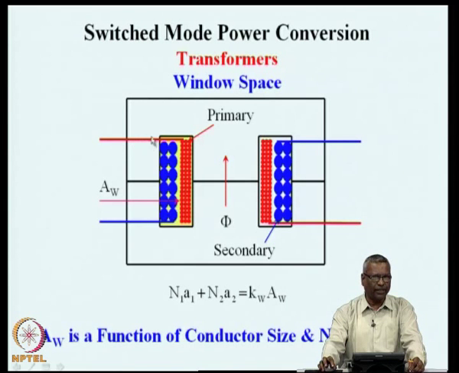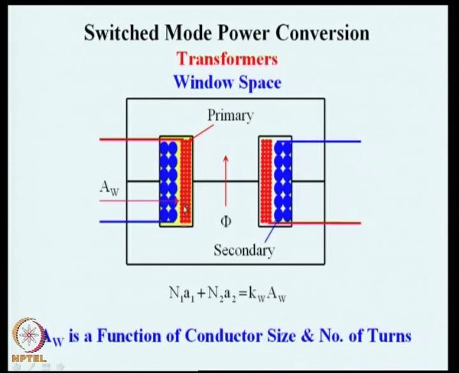Now, if you look at the window area, this is a second relationship. We see that the total window area accommodates the primary number of turns multiplied by the cross section and secondary number of turns multiplied by the cross section, to a fraction of the window area. We can say that N1 times A1, that is primary number of turns multiplied by A1 and secondary number of turns multiplied by A2 is equal to a fraction of the window area, or AW, the window area that we write here is a function of the conductor size and the number of turns.